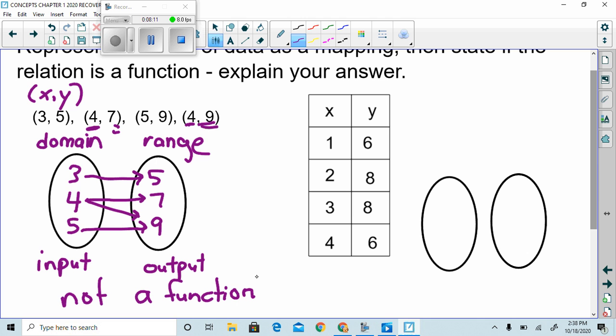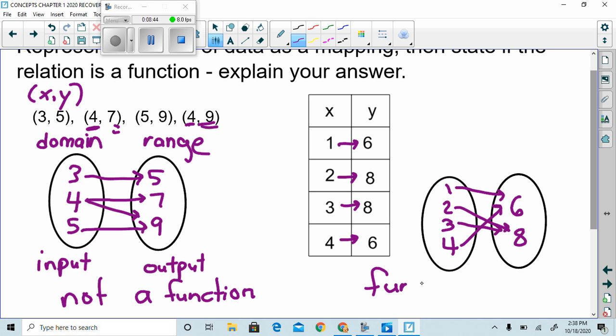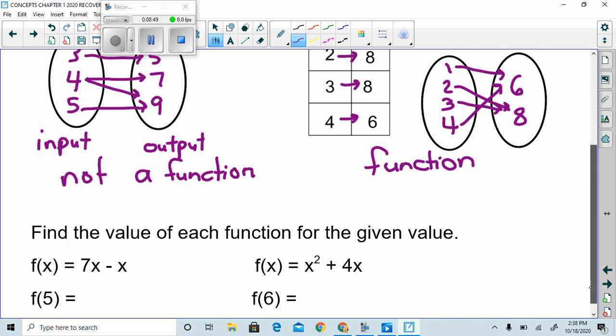This time, instead of giving you ordered pairs, I gave you a table of values. We will list all the x values, which are my domain or my input, and let's list all of our y values, which are the range or the output. 1 pairs with 6, 2 pairs with 8, 3 pairs with 8, and 4 pairs with 6. Your goal is to look at your input values. If every input only has one output, you have a function. And I think you're getting pretty good with recognizing when it is and when it's not.